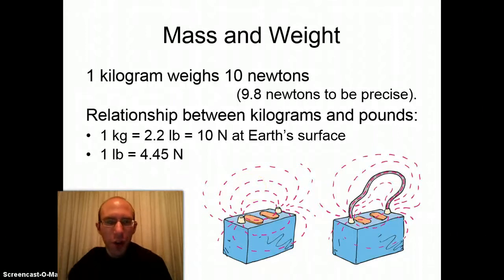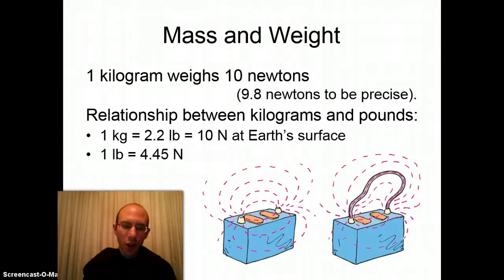Just a quick note, if you want to convert between kilograms and pounds and newtons, 1 kilogram weighs about 2.2 pounds on the Earth's surface, which is about 10 newtons. So 1 pound is about 4.45 newtons.